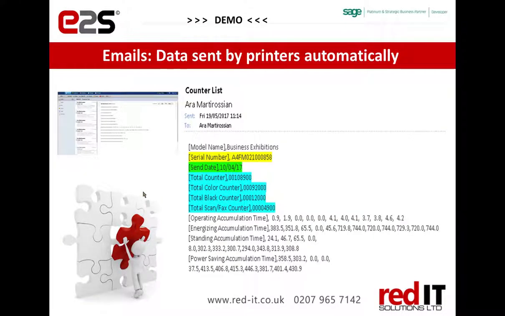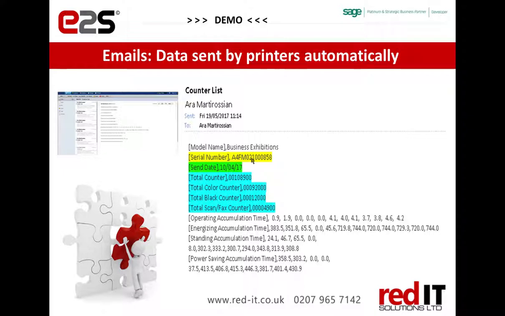The email that's been sent back from the printers has got different bits of information in it. The most important information, in yellow, is the serial number. That's a unique identifier for every printer that I have out there at my client sites. I can then use that information to look at what their rate is, as well as when they were last invoiced and what the last counter readings were for that particular printer.